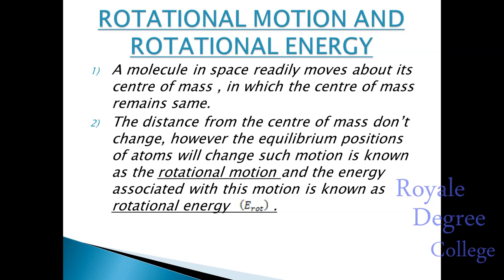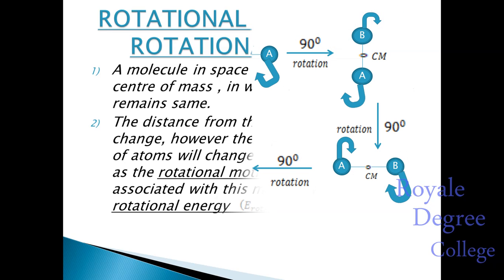A molecule in space readily moves about its center of mass, in which the center of mass remains same. The distance from the center of mass does not change. However, the equilibrium positions of atoms will change. Such motion is known as the rotational motion, and the energy associated with this motion is known as rotational energy, indicated with E_rot. ROT is rotational, E is energy, that is rotational energy. It is the abbreviation of rotational energy.